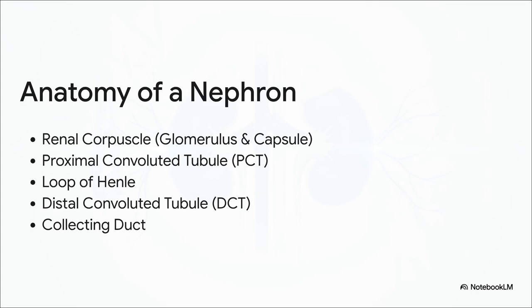It all starts at the renal corpuscle, which is basically a super tight knot of capillaries called the glomerulus, tucked perfectly inside a cup-shaped structure known as Bowman's capsule. Once fluid gets filtered out of the blood right there, it enters a series of tubes. First up, the proximal convoluted tubule, or PCT. Then the fluid takes a steep dive down into a hairpin turn called the loop of Henle. It comes right back up into the distal convoluted tubule, the DCT, before finally emptying into a collecting duct, which gathers urine from a bunch of different nephrons at once.